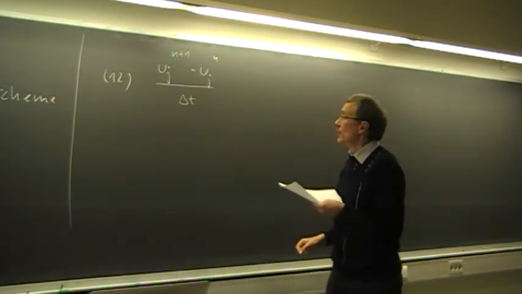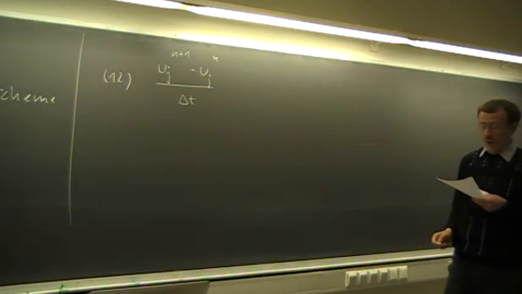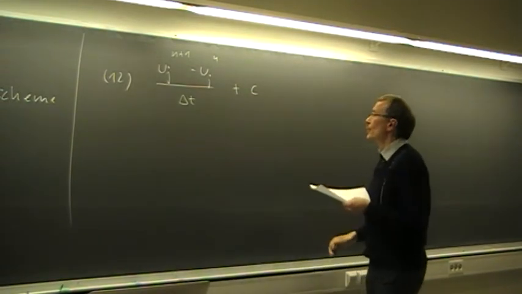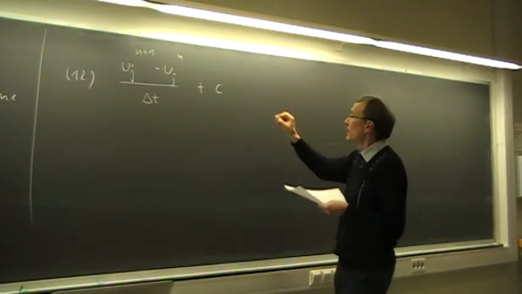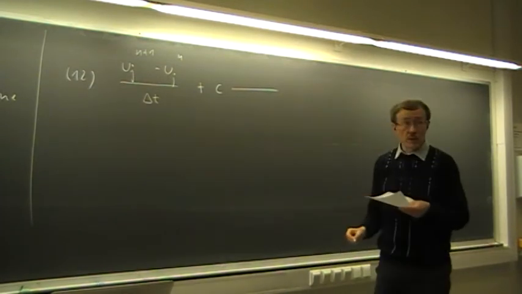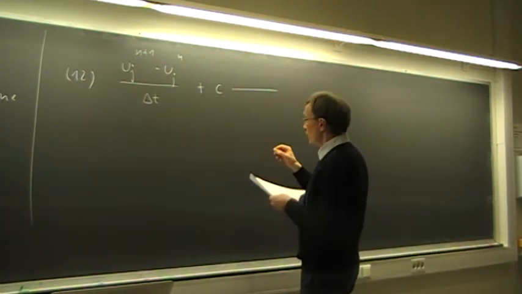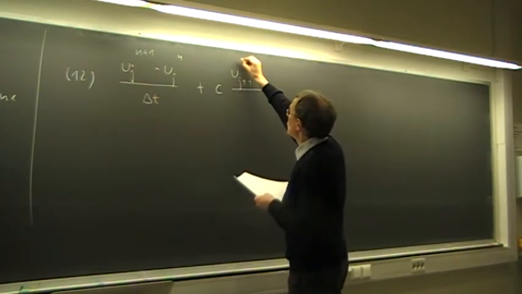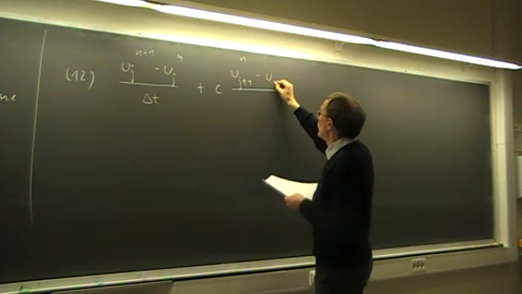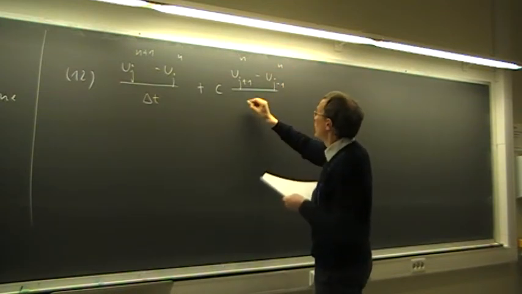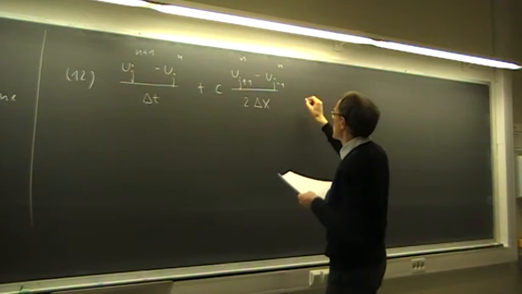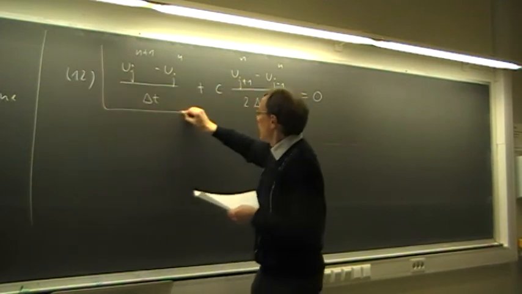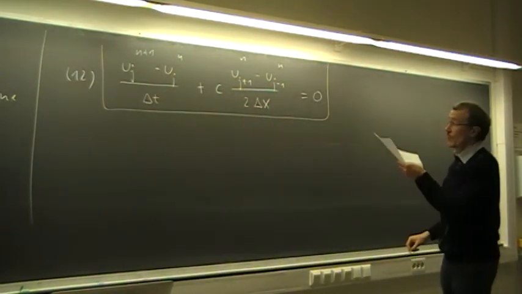So this is the discretization of the time derivative. And on the right hand side, in that case it will be our advection term, c. If we take there the central discretization for the first derivative, we would do it as u_{j+1} at the old time level minus u_{j-1} at the old time level, divided by 2 delta x. That would be 0. So that would be the forward time centered space scheme for the linear advection equation.